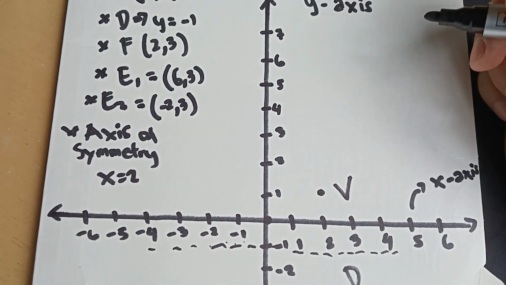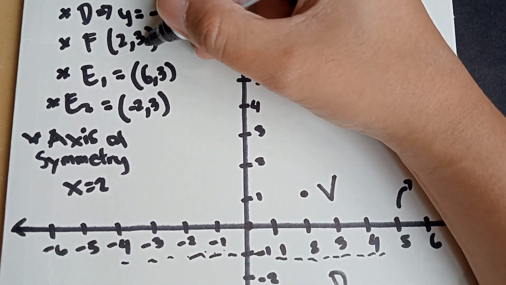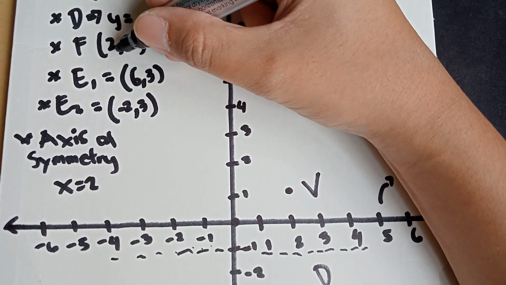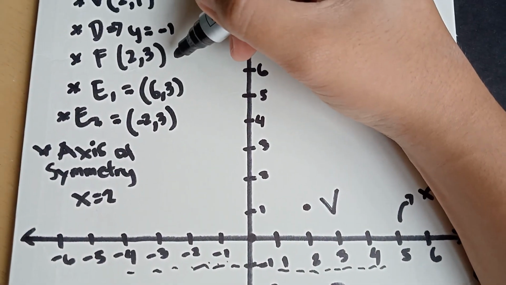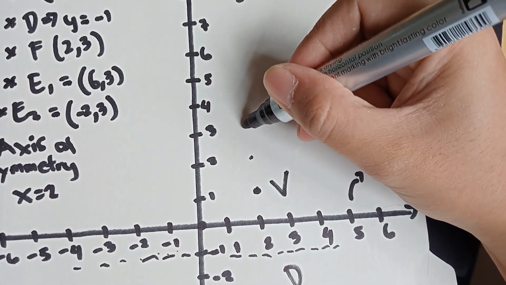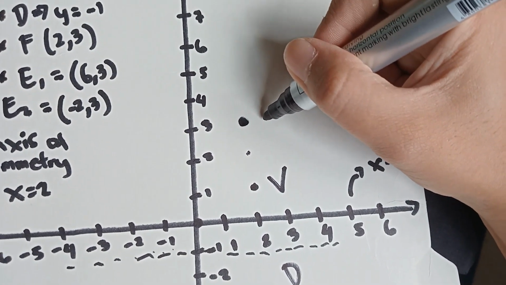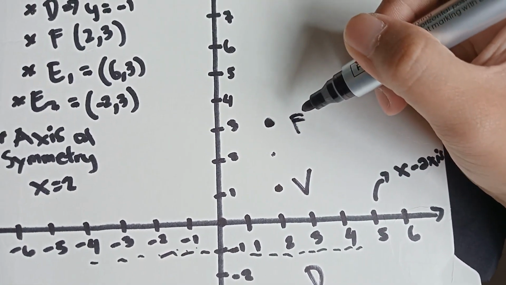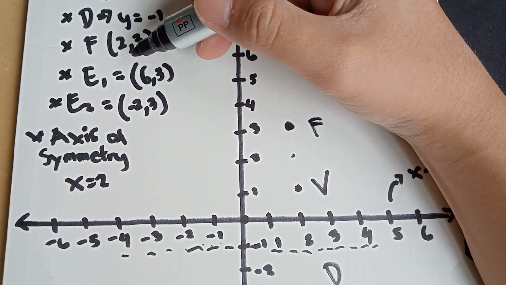Next, we need to locate the focus, 2, 3. Our first element should be located at the axis, so we have 2. Then we need to jump by 3. 1, 2, and 3. This is now the location of our focus. Understood? Next, we need to locate the endpoints of the latus rectum.